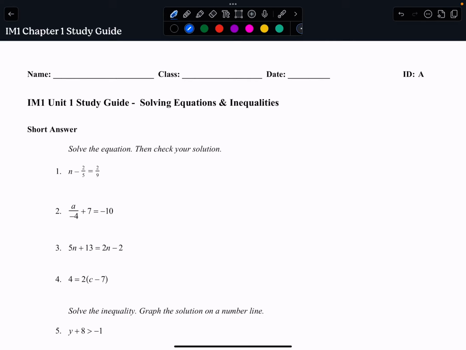All right, so this is just a quick review of fractions. Many of you have been asking about that, so let's do the first problem of the study guide together. We have n minus 2/5 equals 2/9. So ask yourself what's happening to the variable n, and we're subtracting 2/5. So to get n by itself, we need to add 2/5 to both sides.